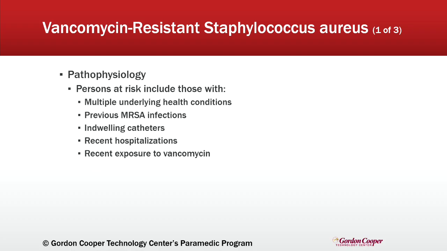These infections, fortunately for us, are pretty rare in the United States. But we live in a global community, so it is possible that these things might start to show up among our communities. So risk factors: those at highest risk are those with underlying health conditions, those that have a history of MRSA infections, those with indwelling catheters, patients that have been recently hospitalized, and of course, patients with a recent exposure to vancomycin or other antimicrobial agents puts them at higher risk, which is ironic.